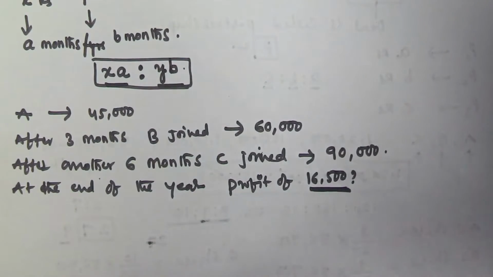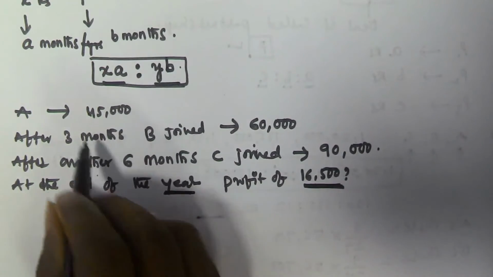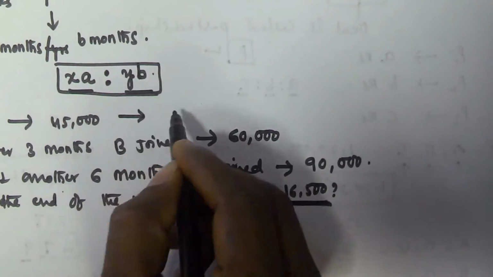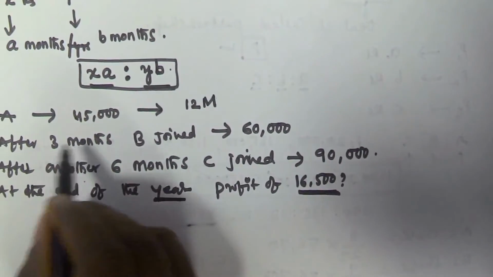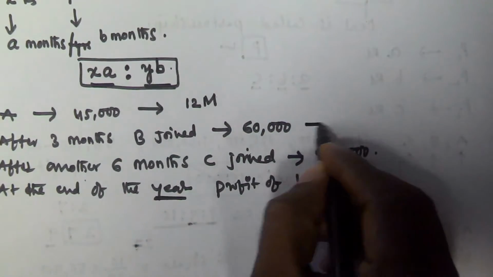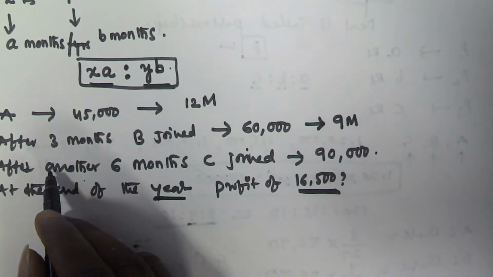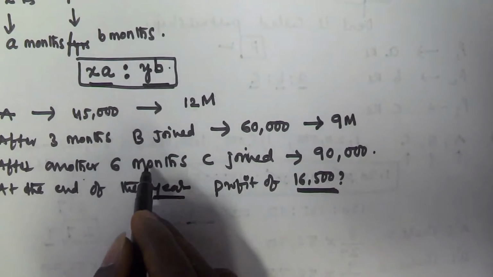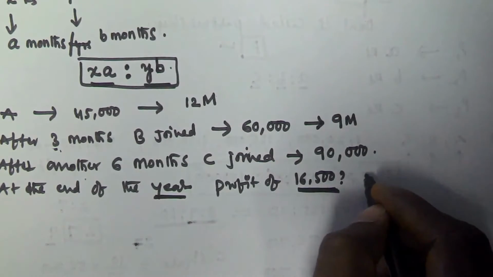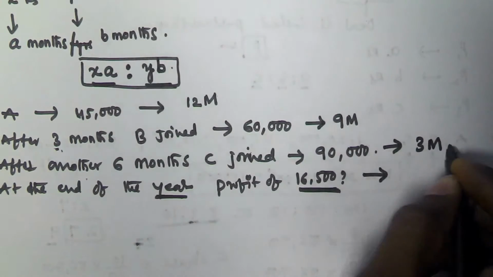At the end of the year means they invested during the span of 1 year. A started the business, so he invested for 12 months. After 3 months B joined; 3 months is over and the remaining months is 9, so B invested for 9 months. Again after 6 more months, that means after 9 months, C joined. So C invested for 3 months.